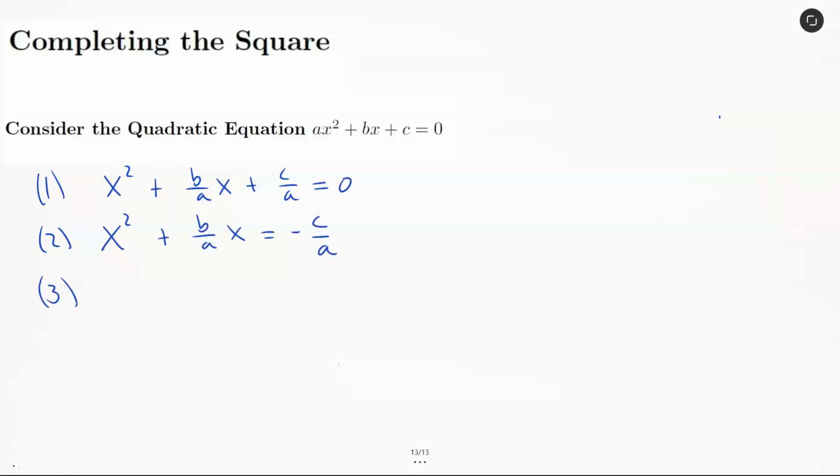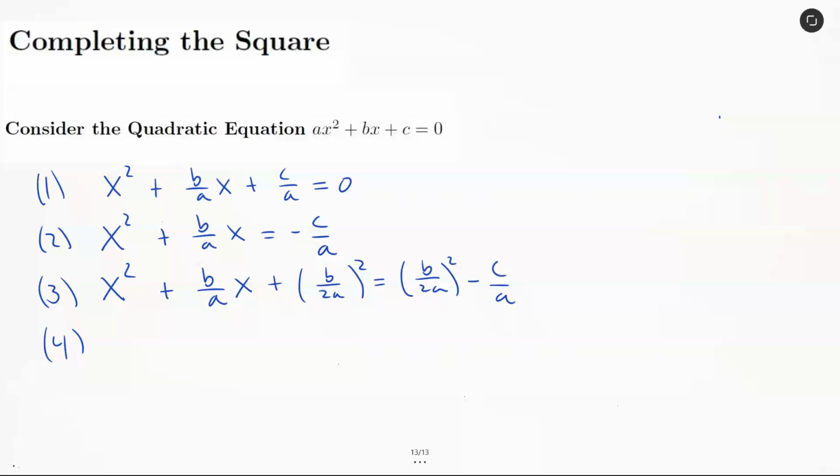Step 3 will be to take the coefficient of x, which is B over A. Take the coefficient of x, cut it in half, square it, and add it to both sides. Keep repeating that to yourself as you do it. So I am taking B over A, the coefficient of x, cutting it in half, squaring it, and then adding it to both sides. That is step 3.